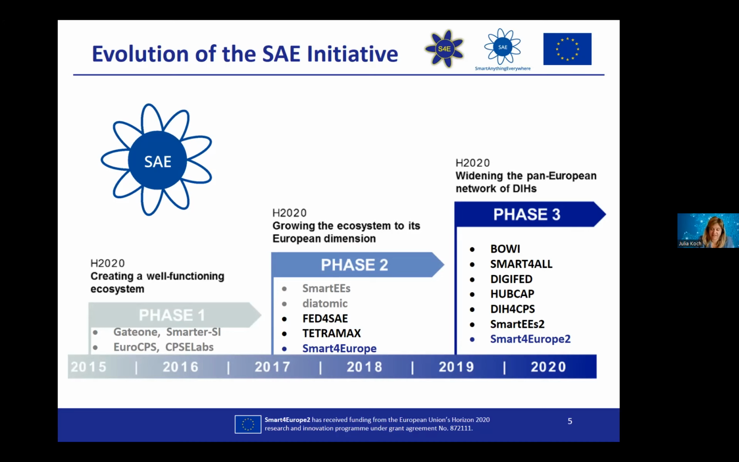And then the last phase was phase 3, where we had 6 innovation actions and then 1 CSA, which was intending to support the widening of the network of the digital innovation hubs. So SMART4ALL is really one of the last innovation actions that is still running. All the others were closed. Also the Smart for Europe 2, the CSA, was closed last year, but we're still supporting the innovation action with our knowledge and to support them.